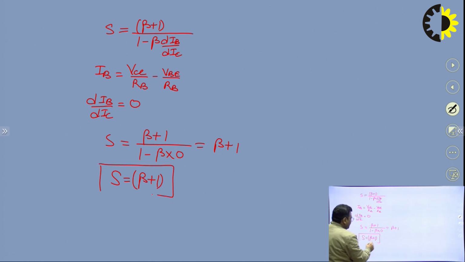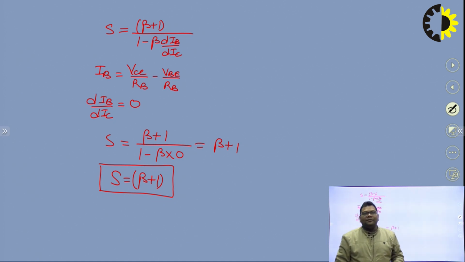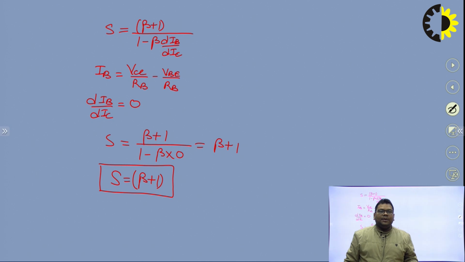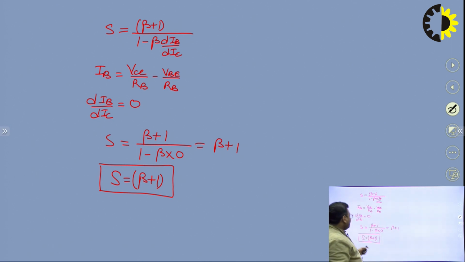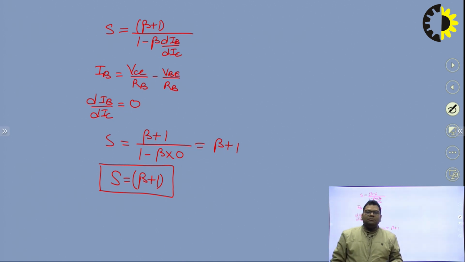So this is the stability factor of the fixed bias circuit. What is beta? Beta is the current gain, and we know the value of beta is very high. It may be 100, it may be 150, it may be 200. So the stability factor is also very high, right. The ideal value for this stability factor is 1, and what we are getting is a value larger than 1. So the stability factor is very high for the fixed bias circuit. So that means we can say the fixed bias circuit is not a good circuit. Okay, it is not a stable circuit.